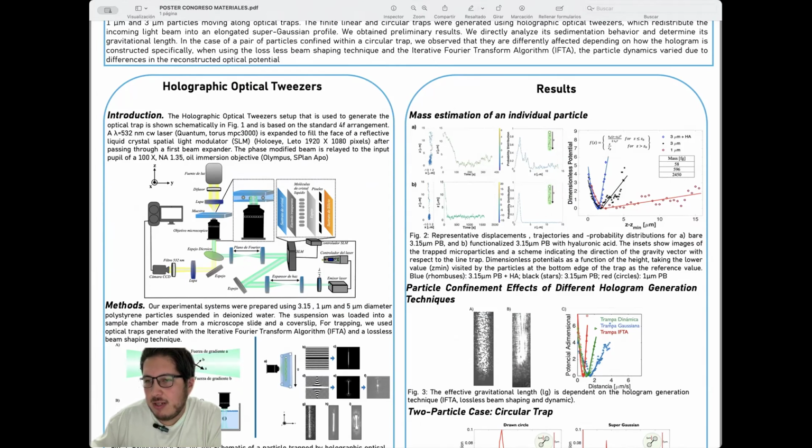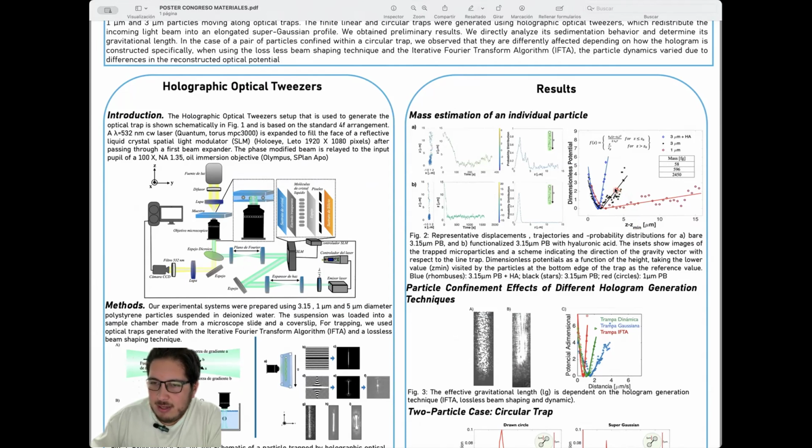Here we're showing the particle trajectories and their probability distribution at different heights. And this main graph plots the dimensionless potential as a function of the particle's height. By looking at how the particle behaves at the bottom edge of the trap, we can determine its gravitational length, or LG, a value directly related to its mass. We perform this analysis for different particles to show the method works.